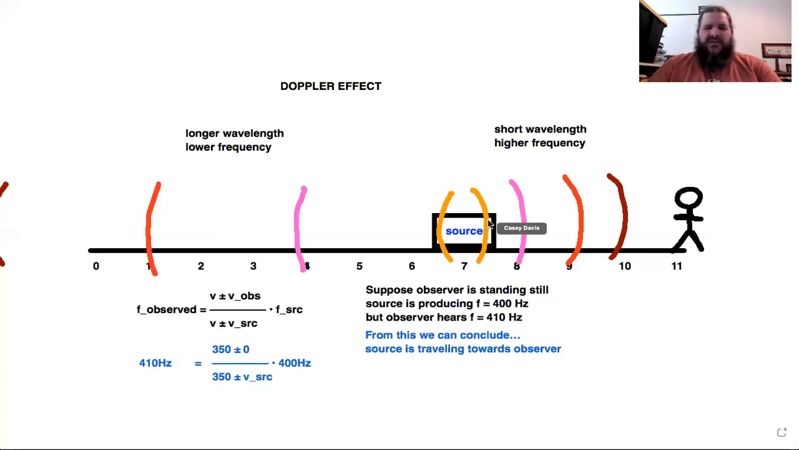For instance, in this case, we're assuming the source is traveling towards the observer. Would you expect that to increase or decrease the resulting frequency? If the source is moving towards the observer, would that result in a higher or lower pitch? Yeah, it should be a higher pitch. You get an increased frequency, which is also what we notice just based on the given values here as well, 400 hertz and 410 hertz, which means we want this fraction to be larger than 1.